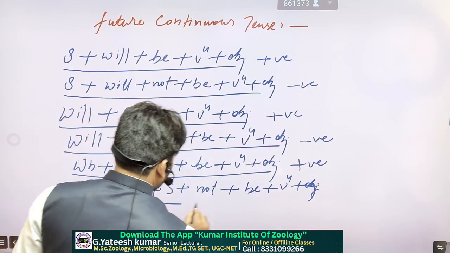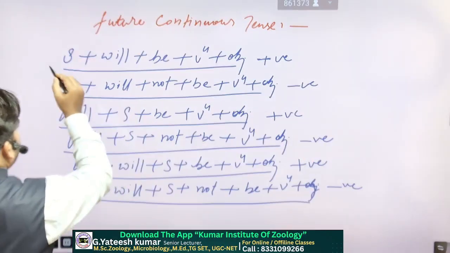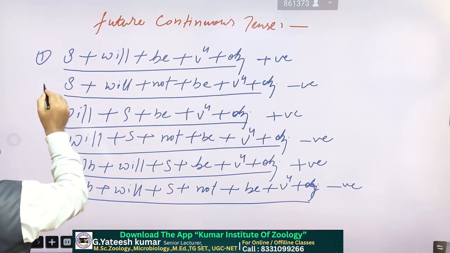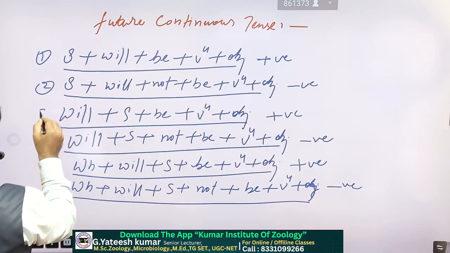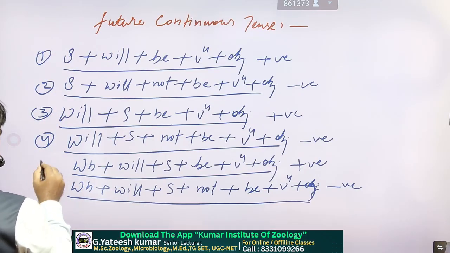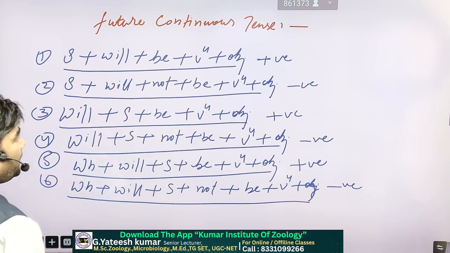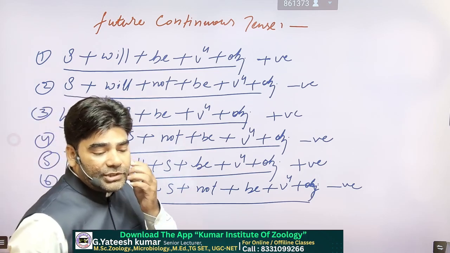So this is WH questions negative. Again we have a total of 6 structures: affirmative positive, affirmative negative, interrogative yes/no type questions positive, interrogative yes/no type questions negative, WH questions positive, WH questions negative.